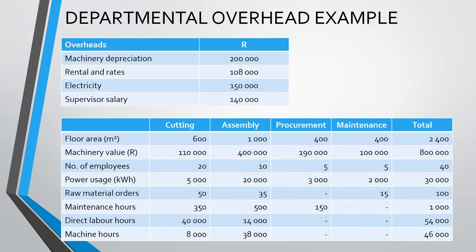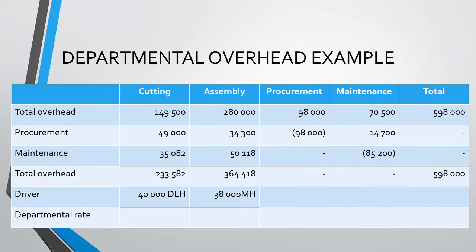Our next step now is to identify our driver for each production department. Remember from our previous video, we have already seen that cutting is labor intensive, and so we need to use direct labor hours, while assembly is capital intensive and we use machine hours. So we can fill in our cost drivers and divide our total overheads for each department by the cost driver for each department to arrive at our separate overhead rates for each department of 5.84 Rand per direct labor hour for the cutting department and 9.59 Rand per machine hour for the assembly department.